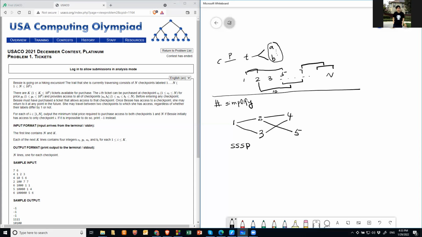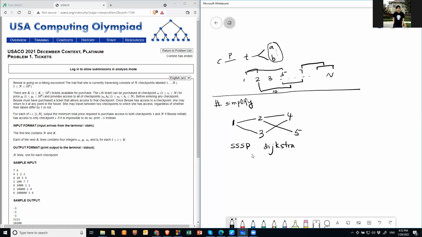If I want to know the distance from every point to 1, I can do the reverse, a standard trick. From checkpoint 1, I find the shortest distance to every checkpoint. That's our standard Dijkstra algorithm. Same for point N. For point N, if I want every distance to N, I can start from here and find the shortest distance from N to every point.